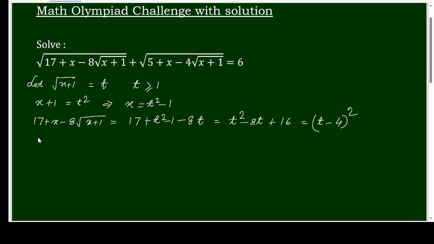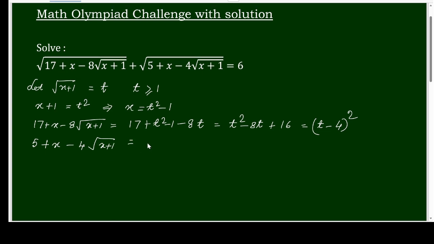In the same way, the second one, 5 plus x minus 4 times square root x plus 1, equals 5 plus t square minus 1 minus 4t, that equals t square minus 4t plus 4. This is t minus 2 whole square.